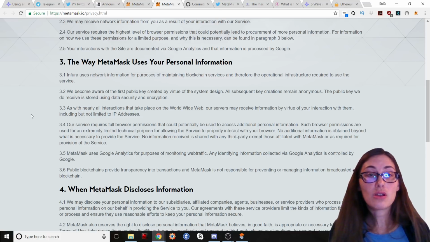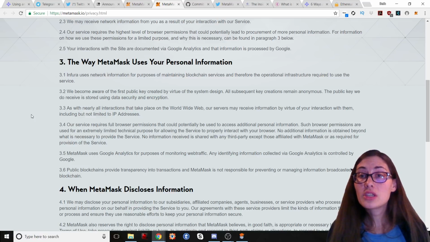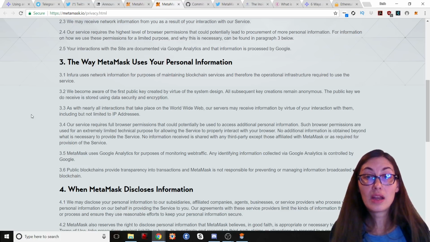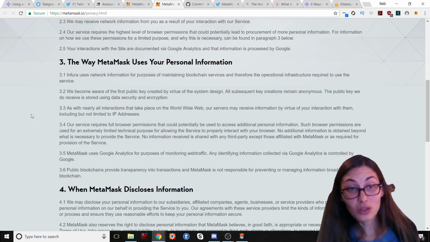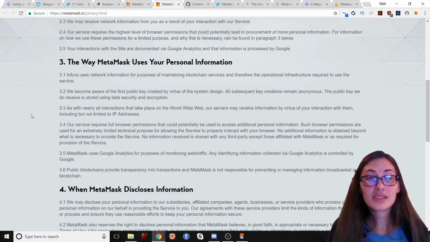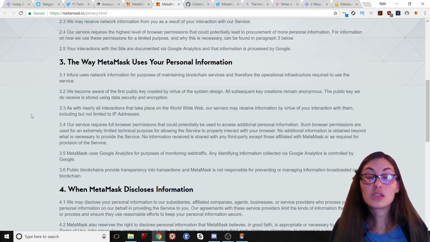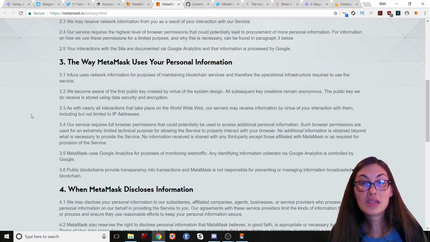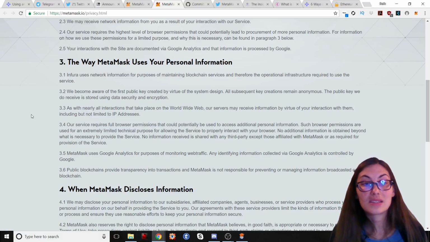Such browser permissions are used for an extremely limited technical purpose, for allowing the service to properly interact with your browser. No additional information is obtained beyond what is necessary to provide the service, and no information received is shared with any third party except those affiliated with MetaMask or as required for the provision of the service, which is Google. So MetaMask uses Google Analytics for purposes of monitoring web traffic, and any identifying information collected via Google Analytics is controlled by Google. So then next here, public blockchains provide transparency into transactions, and MetaMask is not responsible for preventing or managing information broadcasted on a blockchain.